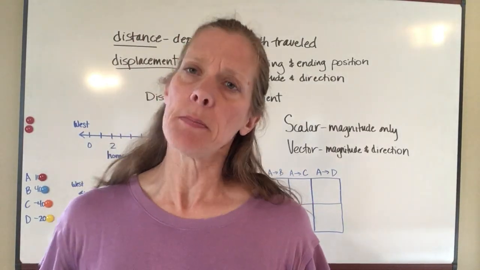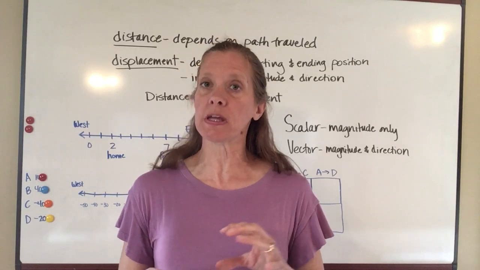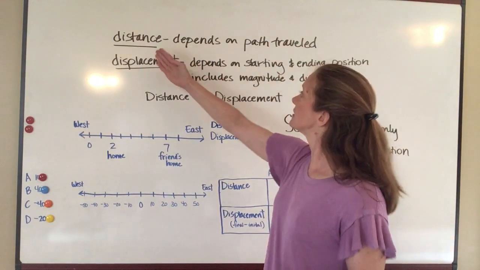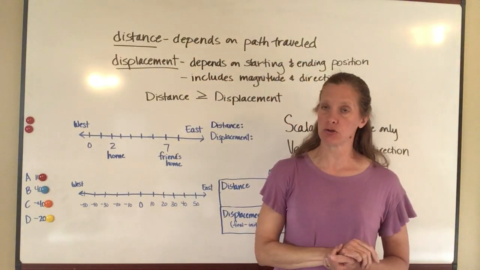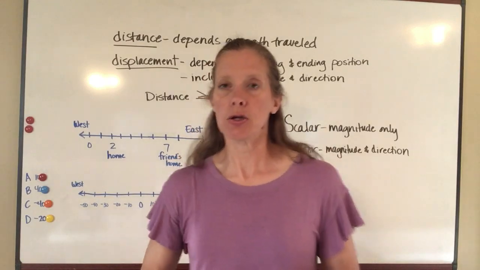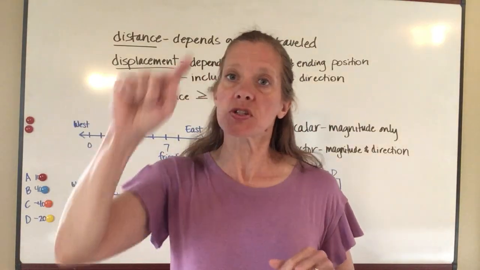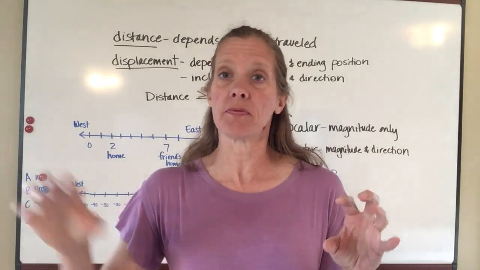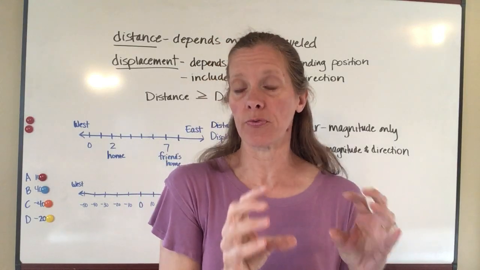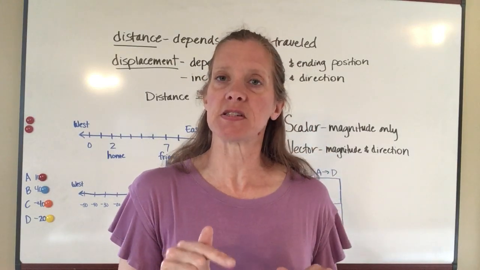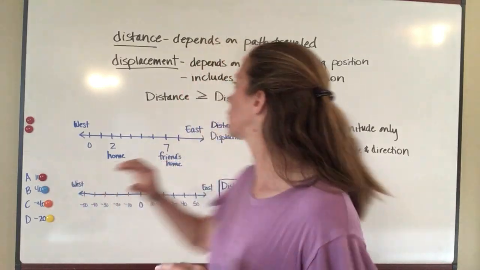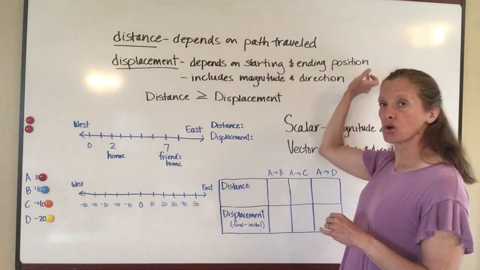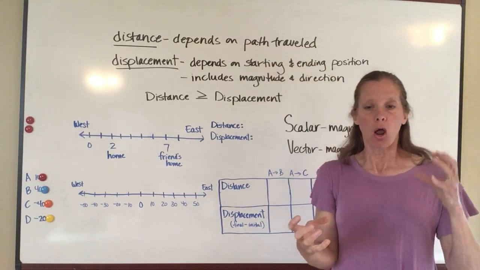Now, distance means how far your feet actually move. And so distance completely depends on the path that you travel. So if you take a really winding route someplace and then you end up right back over here, you may have gotten a lot of exercise, but maybe you didn't go very far from where you started. But distance depends completely on the path that you actually travel. Whereas displacement depends on your starting and your ending position. Where do I start? Where do I end up?